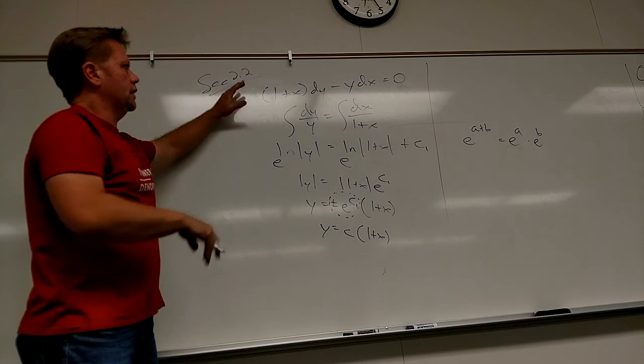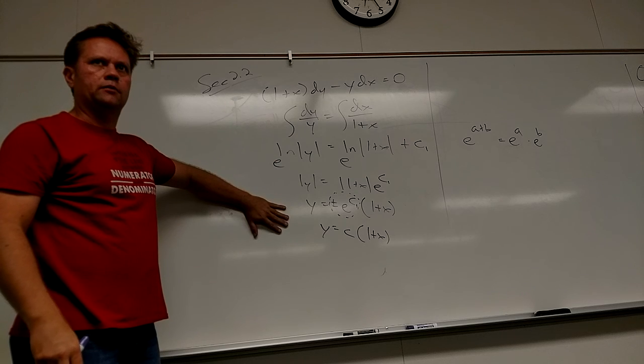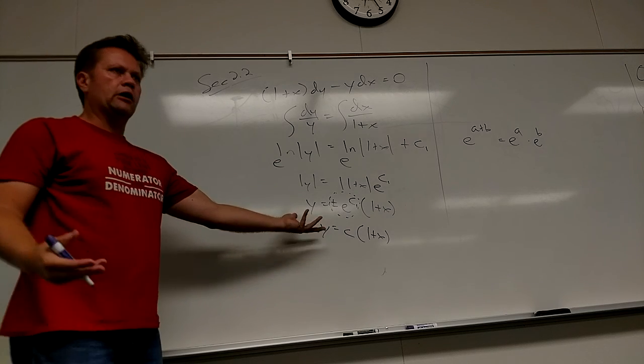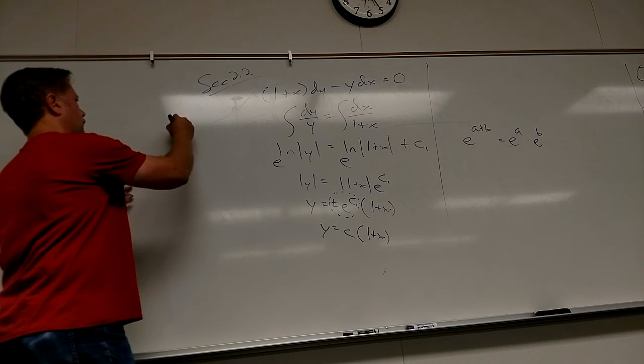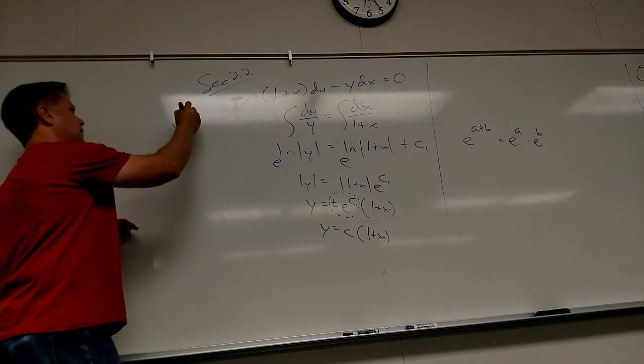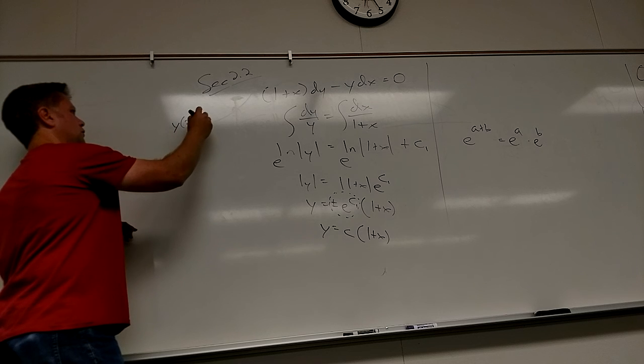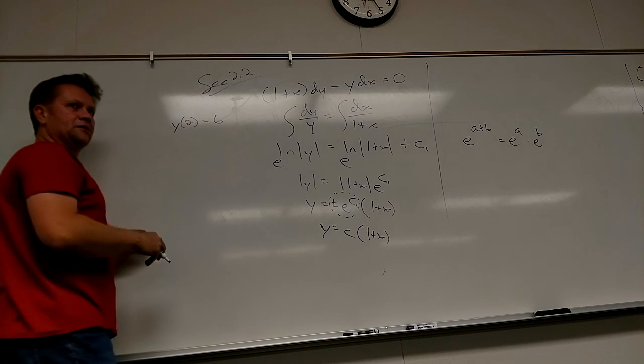And in this section, you will also see some initial value problems. So you'll just have to figure out what C is to make something happen, right? So they could have said, what if y of 2 is supposed to be 6.